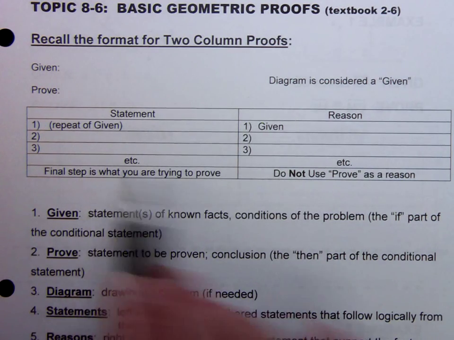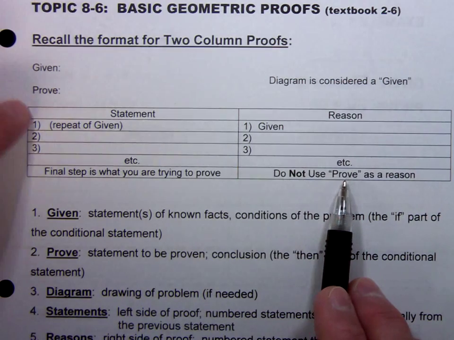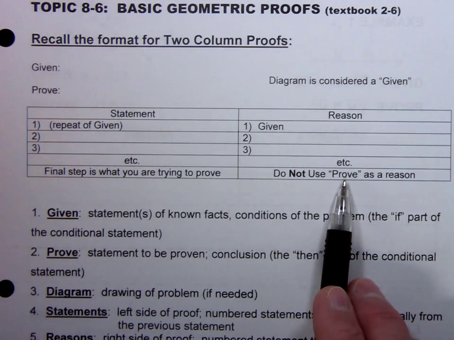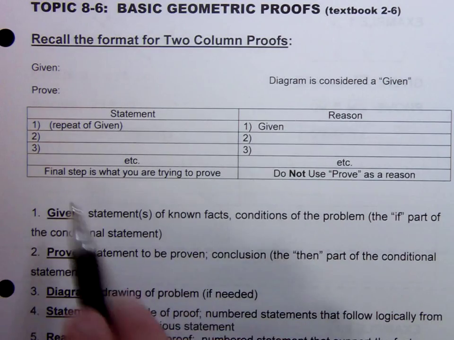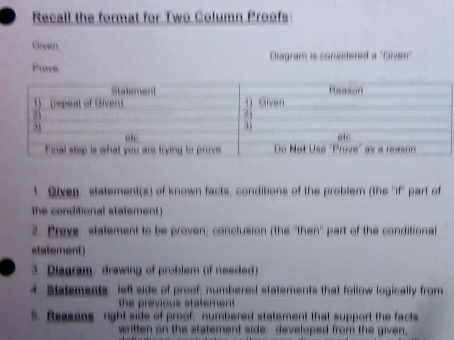You're going to stop. And make sure you don't write the word prove over here as a reason. They told you to prove it. That's what you need to prove. That doesn't make it a good reason for it to be true. Okay? So do not write the word prove over here for a reason ever.